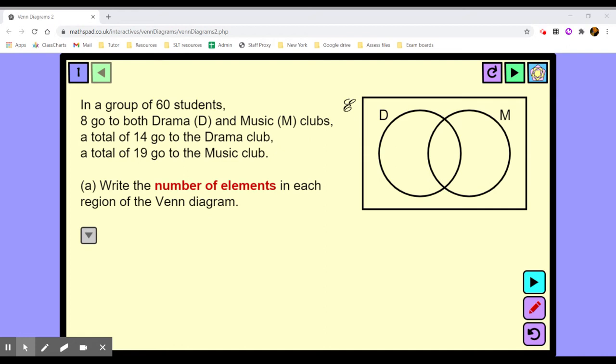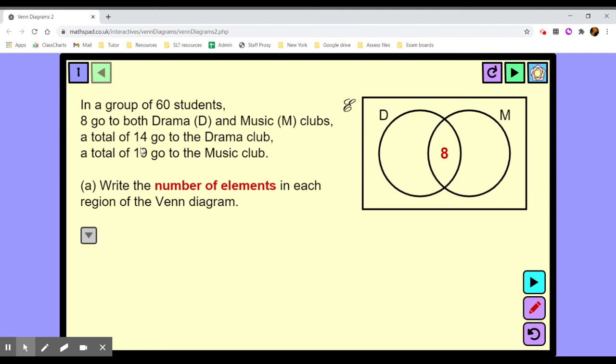Okay, so the first bit of information in the question says in a group of 60 students. So we know within the rectangle, we need to contain and represent all 60 students. 8 of them go to both drama and music, and therefore we need to put those people in the overlapping section, okay, that shows us that they're in that bit there, and we're going to pop the 8 in that region, so that's the overlapping bit that represents they're in both drama and music.